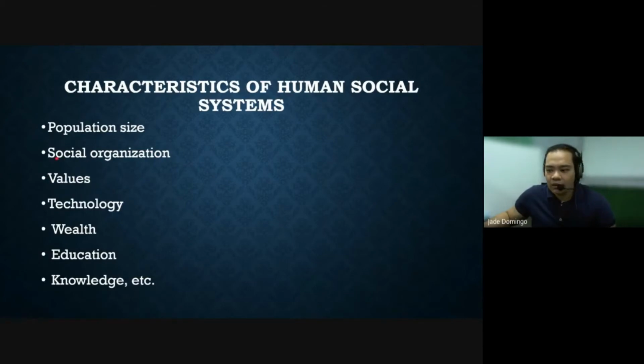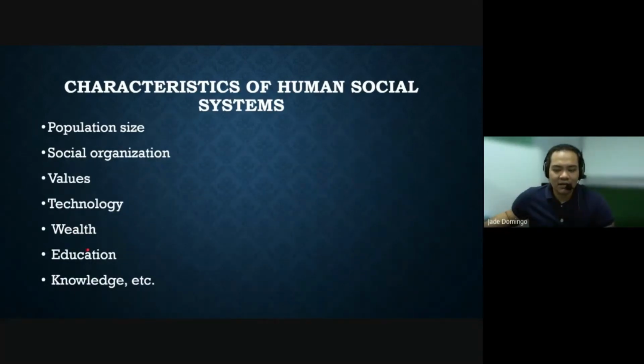Again, if the society values the surroundings, nature, or the ecosystem around them, then that will have a positive effect. But if they do not value the ecosystem, or it is not in their set values to take care of the ecosystem, that will have a negative effect. Next is technology. The amount of technology, whether industrial or personal, will also have an effect on the ecosystem around us. Next is wealth.